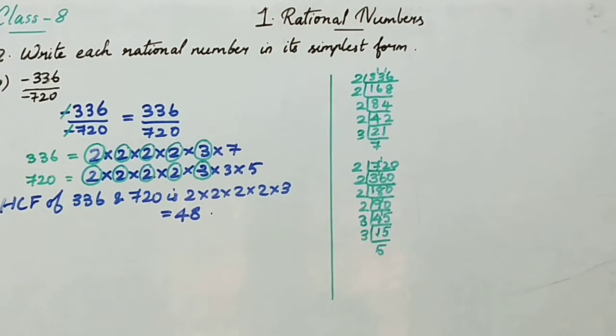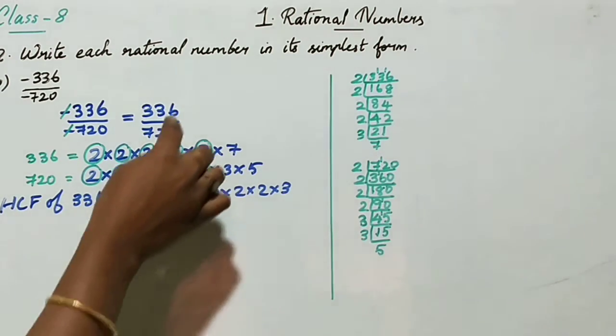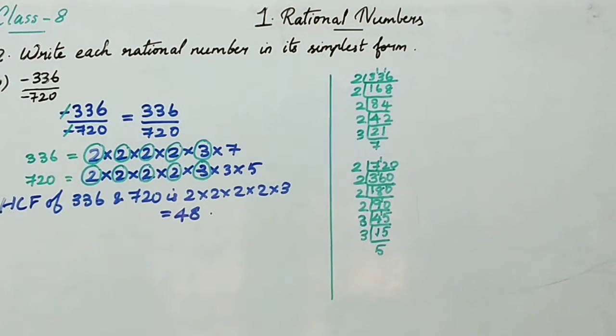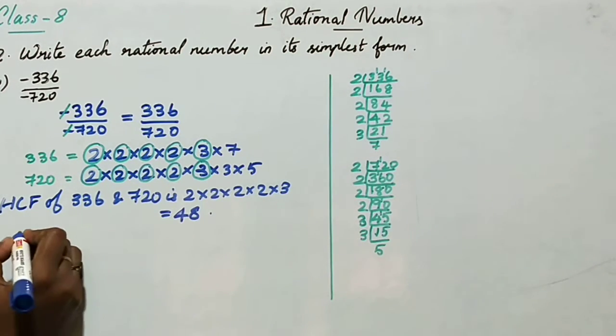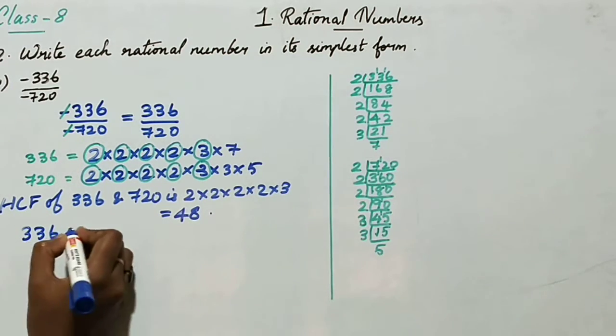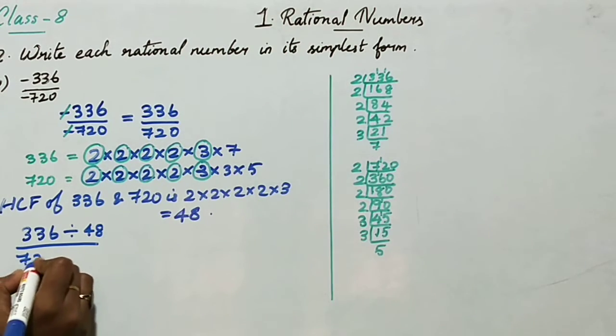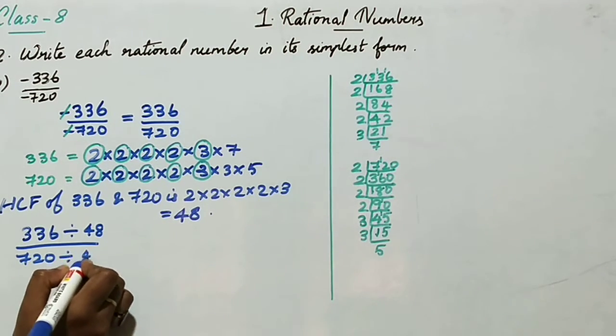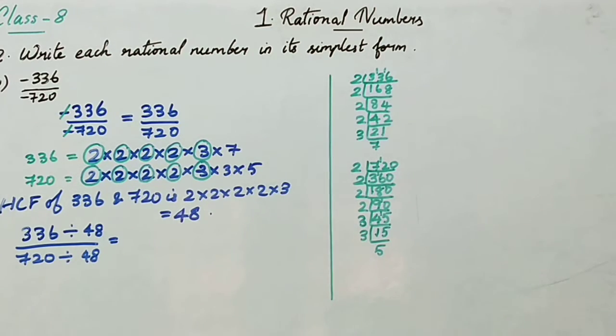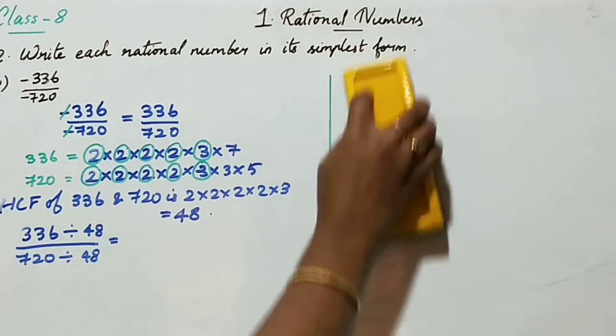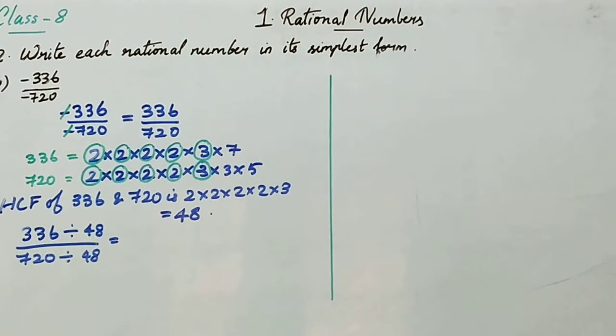Okay. Now what is the next step? I need to divide both the numerator and denominator with 48. Okay. So I'm going to divide it. So 336 divided by 48, whole thing divided by 720 divided by 48. Okay. Now I need to divide it. So if you need you can divide, otherwise you can cancel it also. So let me cancel and show you.